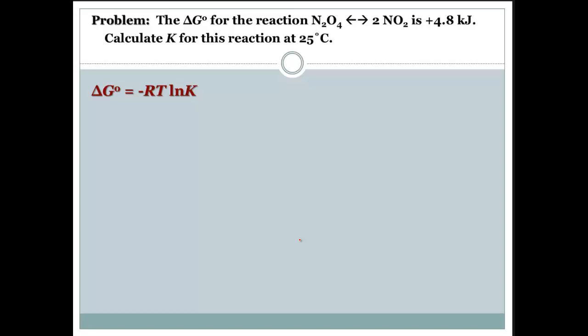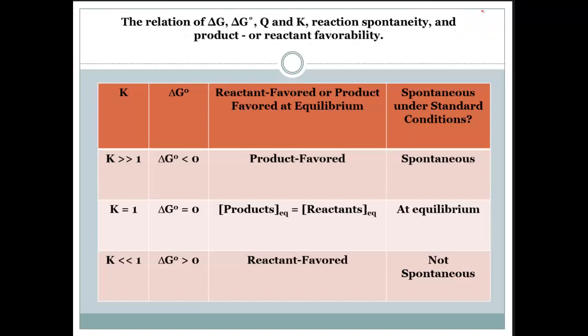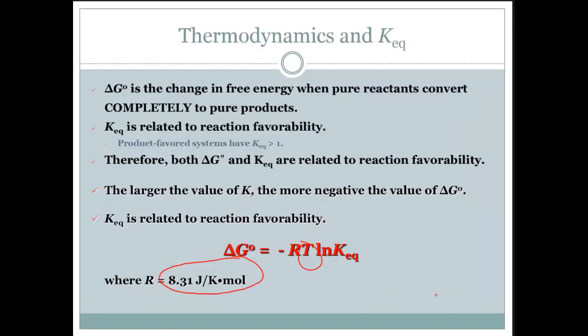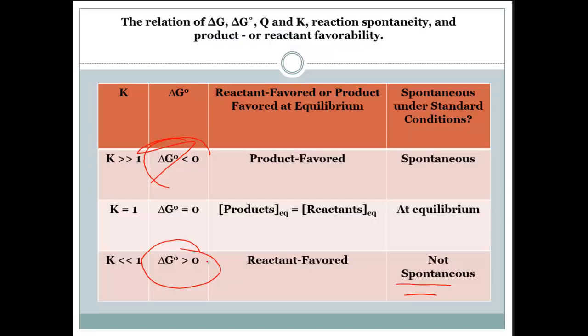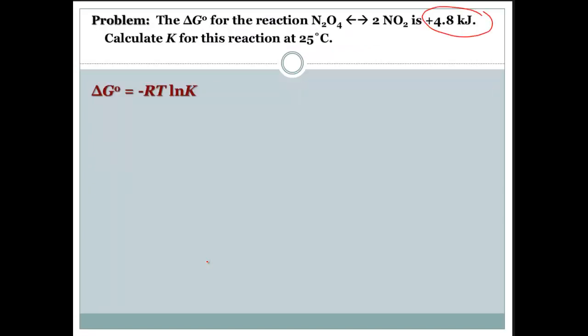The delta G naught for the reaction N2O4 yields 2NO2 is positive 4.8 kilojoules. Let's think about that for a second. It's positive, so therefore it's not going to be spontaneous. Also, they gave us our information in kilojoules, and yet our R is 8.31 joules. So we need to convert this over. I'm going to go ahead and do that now so we don't forget.